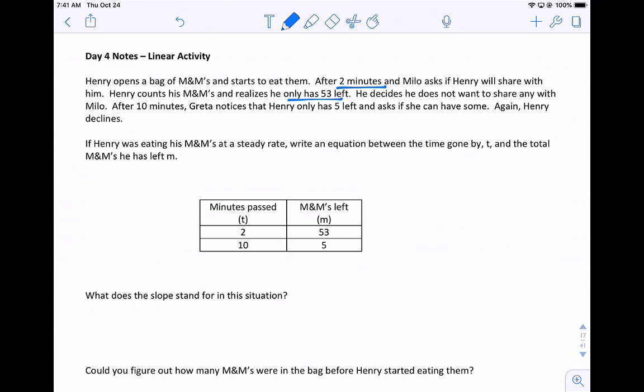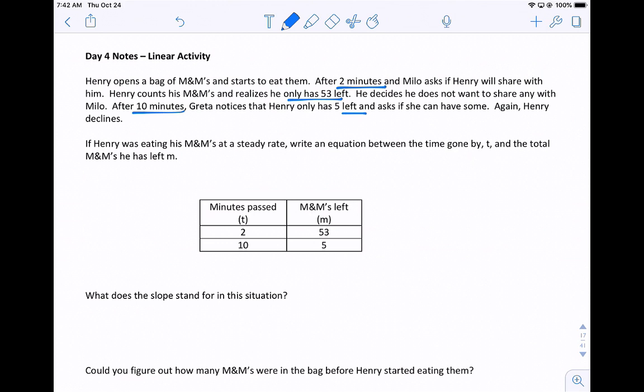After 10 minutes, Greta notices that Henry only has 5 left and asks if she can have some. Again, Henry declines. If Henry was eating his M&Ms at a steady rate, write an equation between the time gone by, t, and the total M&Ms he has left, m. Okay, so if we take a look at this, we're trying to figure out what is the slope. If this was linear, what is his rate of change? How many M&Ms is he eating per minute?